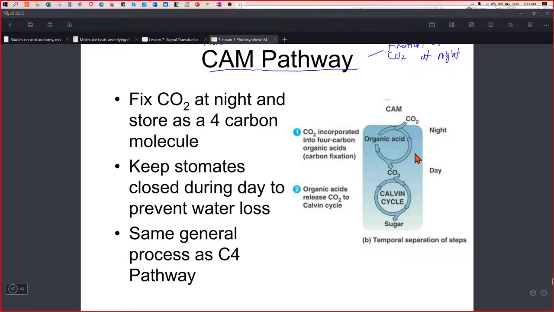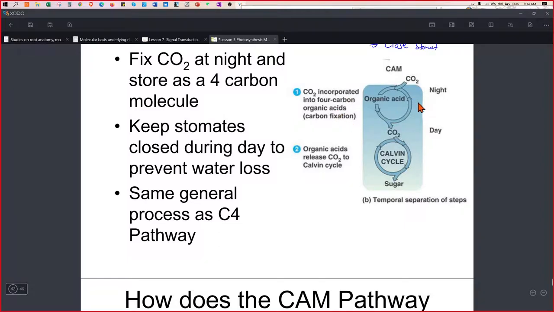This happens at night because CAM plants open their stomata at night. During the day they close stomata. So when they open stomata at night, they allow a rush of CO2 to get in, and when this happens, the incorporation of CO2 into four-carbon organic acids can happen. Then during the day, the organic acids release the CO2 to the Calvin cycle, and it can proceed with the regular C3 pathway.